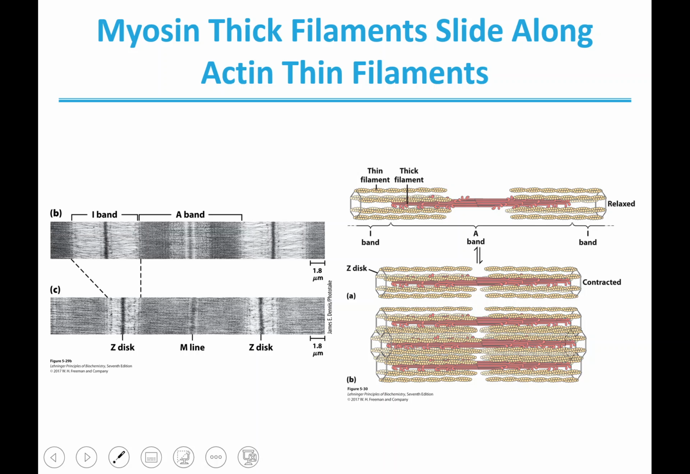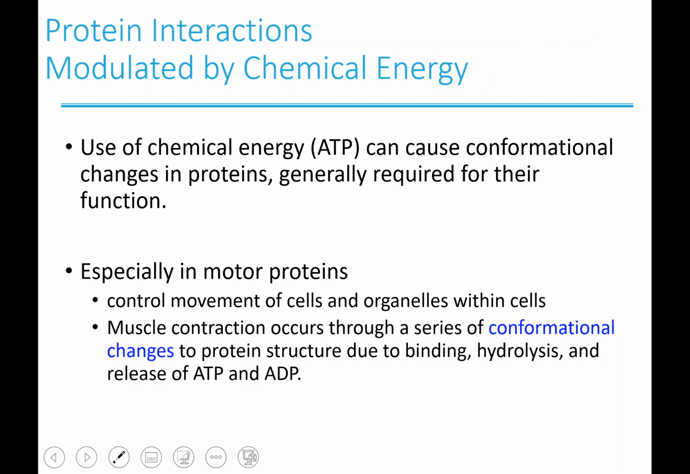So how does that happen on a molecular level? That's what we'll try to explain here. This process takes chemical energy in the form of ATP, adenosine triphosphate. The energy from ATP causes conformational changes in a protein, in particular the myosin protein, and that's required for the function.